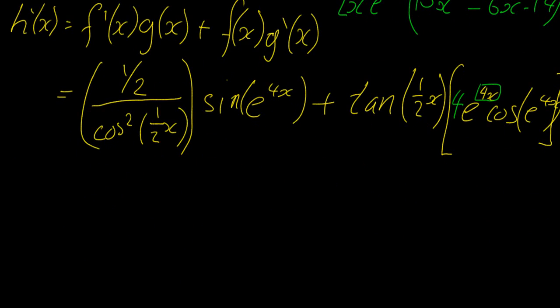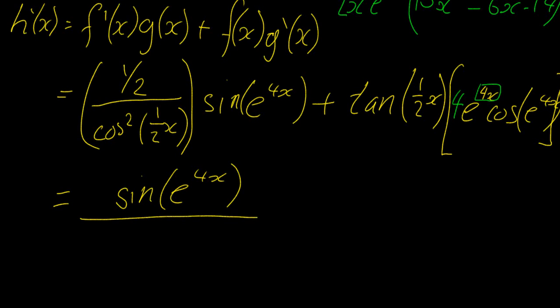So over here. Now what we can do with the half is say that there's a 1 on top, and we're going to chuck the 2 into the denominator. So if you have 1 times sine e to the 4x, that's going to be left at the top. 2 from the half goes to the bottom. Cosine squared half x plus, let's see what we have here.